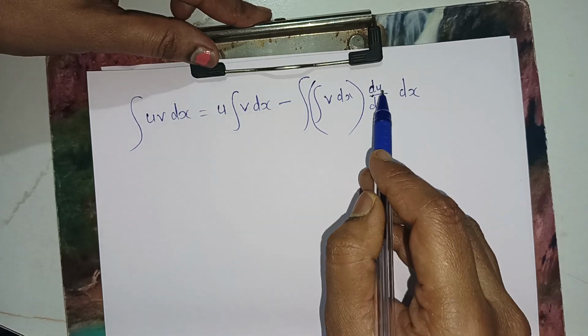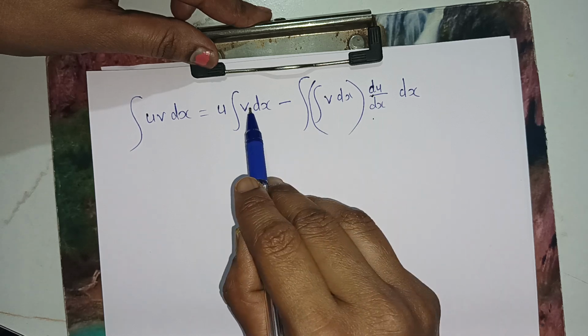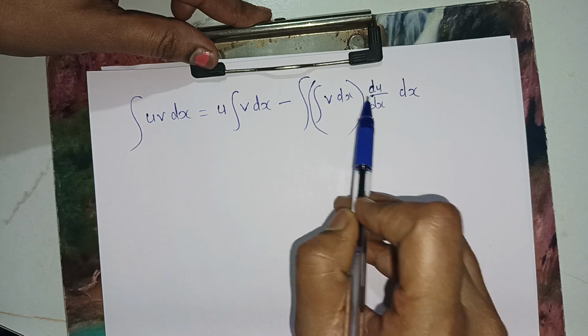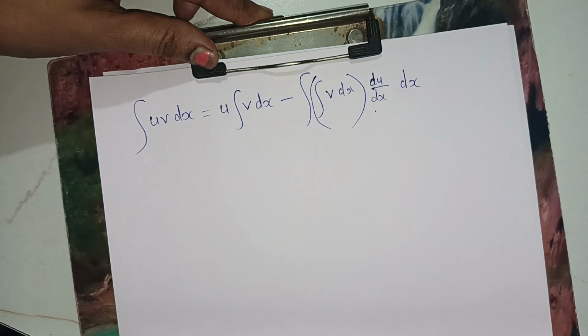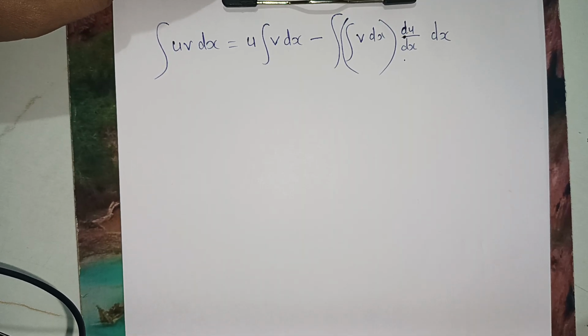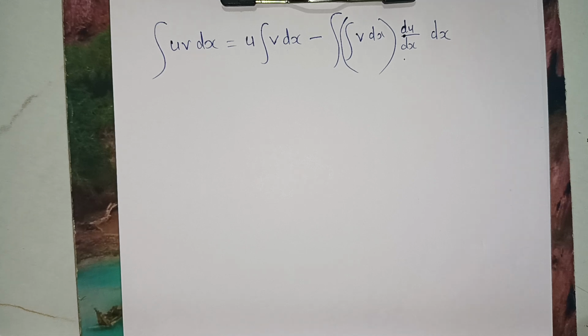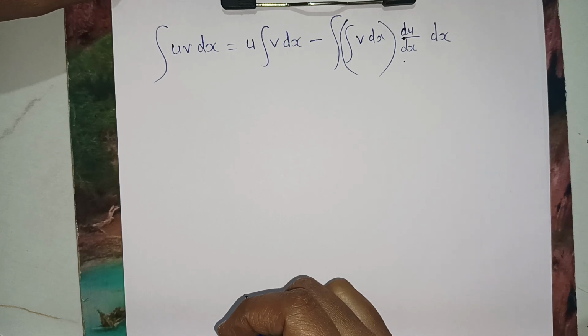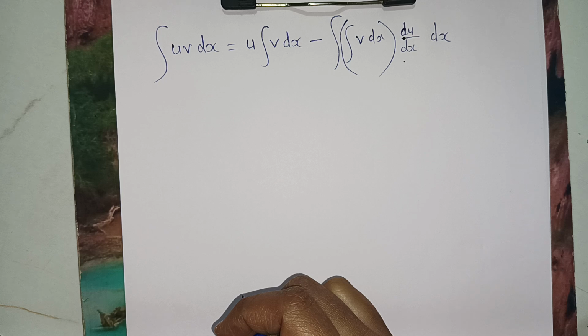Now how to choose u and v in these types of integrations? You are differentiating u here and taking the integration of v. So choose the functions u and v such that u must be easily differentiable, and v easily integrable. So we have to use the by parts rule of integration for this sum.